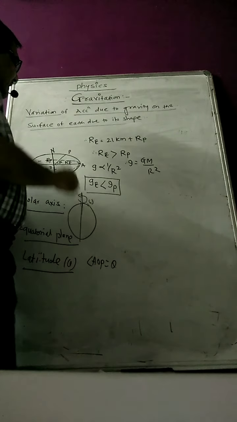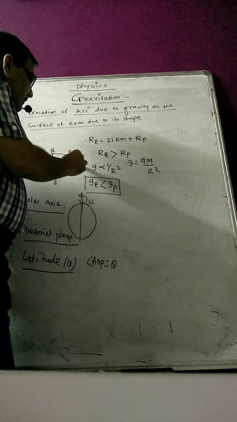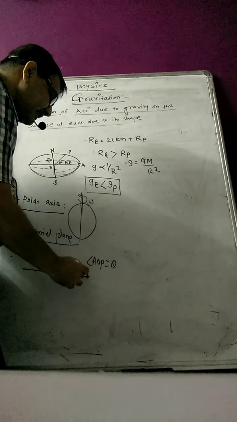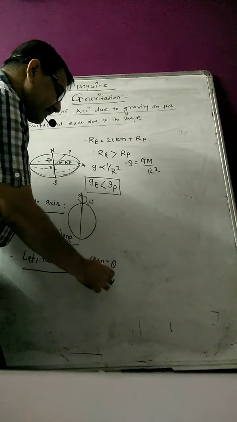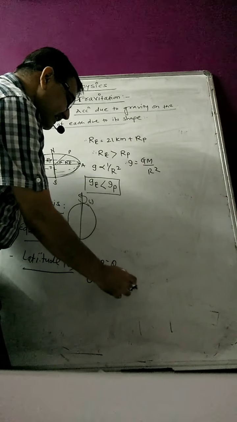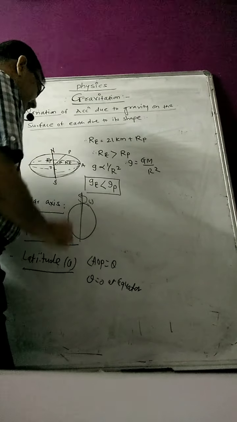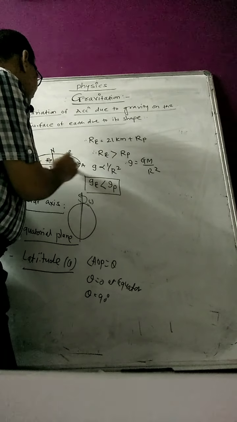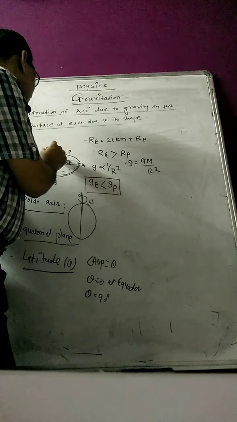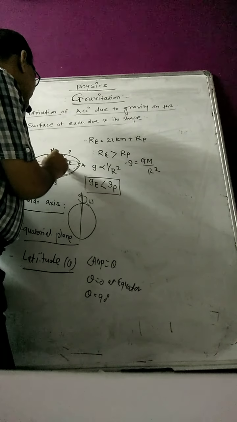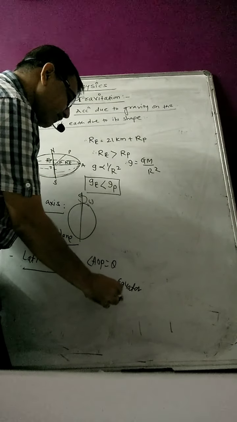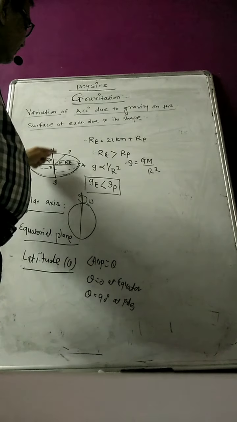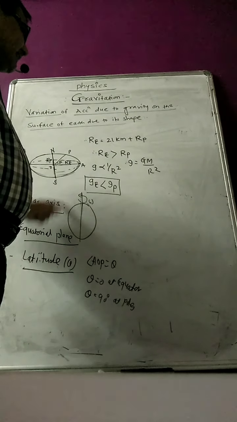Can you tell me what the latitude will be at the equatorial point here? How much theta will there be? Theta will be 0 at the equator. And what will theta be at the poles? Theta will be 90 degrees, the angle between the equatorial plane and the line joining the place to the center. So theta can be 90 degrees, 0 degrees, or 40 degrees, 60 degrees. These are the latitudes.